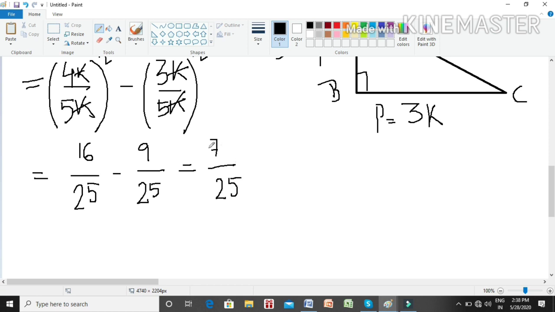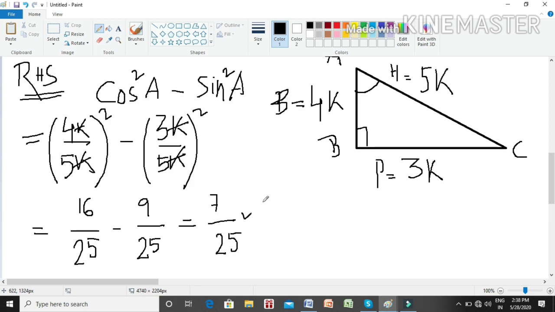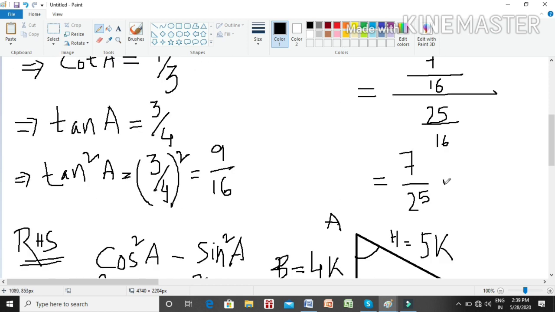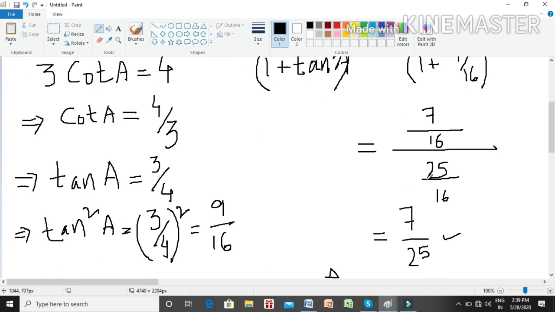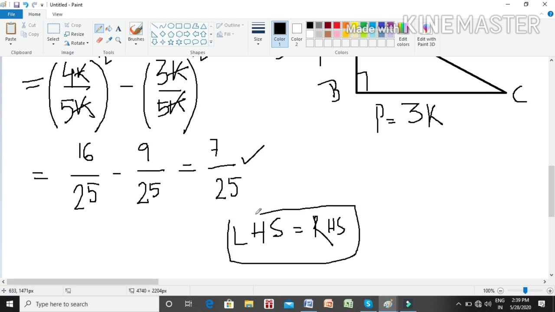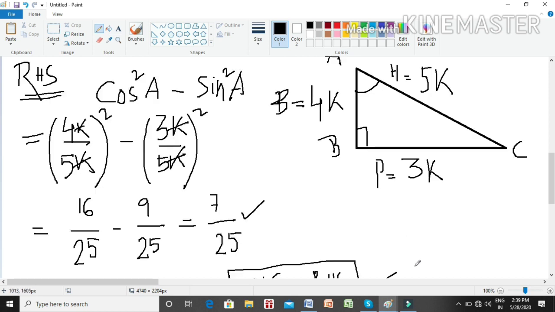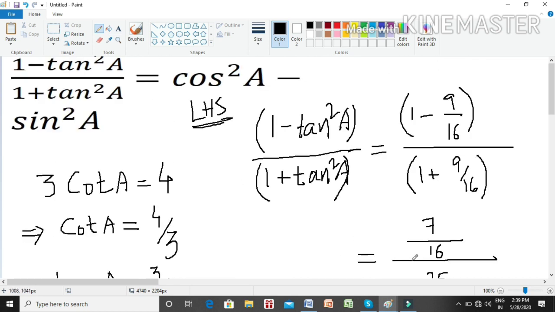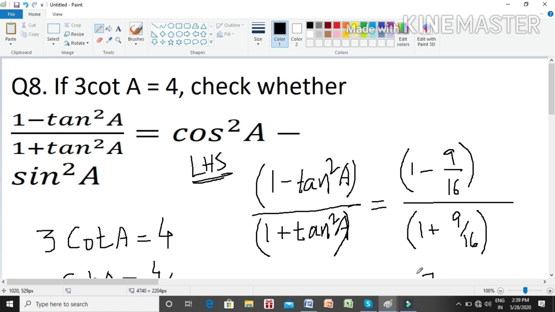Now if you compare the result of the RHS to that of the LHS, we can see that yes, both the results are matching. So we can say the LHS is equal to the RHS, and hence our conclusion is verified. In this way we can solve this particular question number 8.